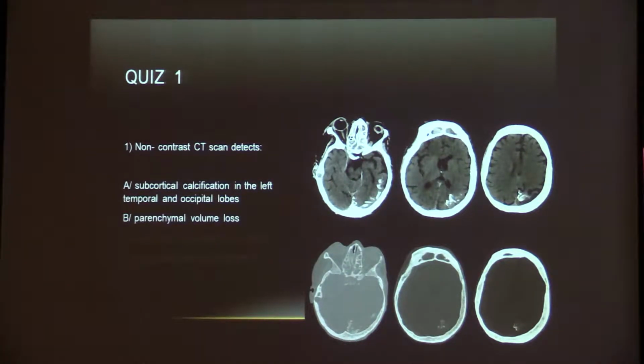So, of course, the good answer was A and B. We could see the subcortical calcification and the parenchymal volume loss on the left temporal and occipital lobes.